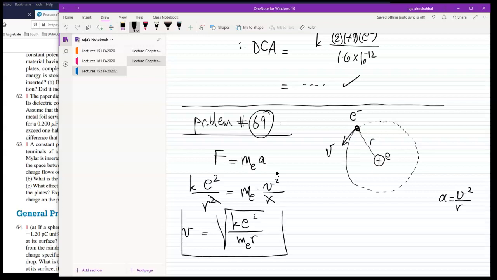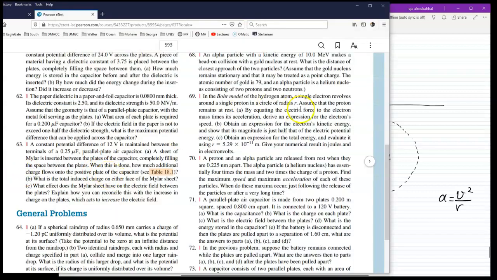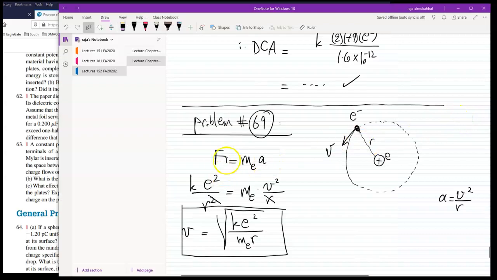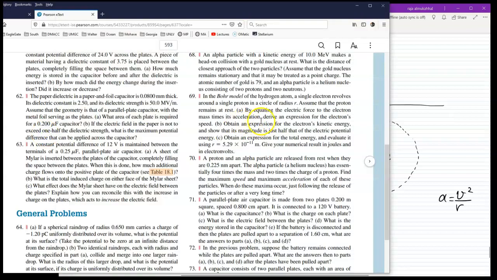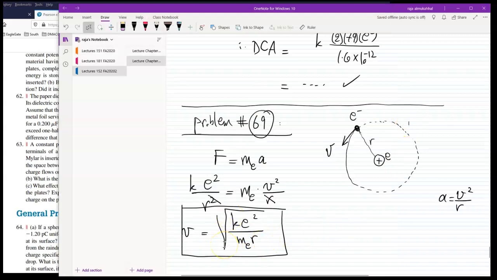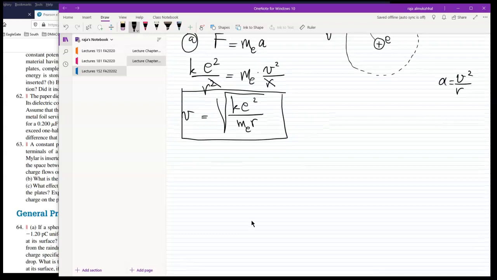That's the velocity. Now, if you go back to the problem, he says, by equating the electric force to the electron mass times acceleration, and that's exactly what I did. Here's the electric force, the electrostatic, Coulombic force, equal to ma. He says, derive an expression for the electron speed. Well, there we go, I got it right here. That's the expression. No numbers, you just want the expression. That's part A. It's not an easy problem, I understand, to some of you at least. Okay, part B.